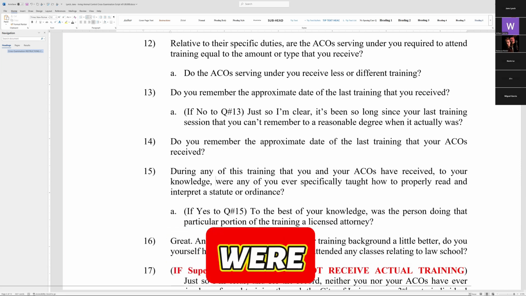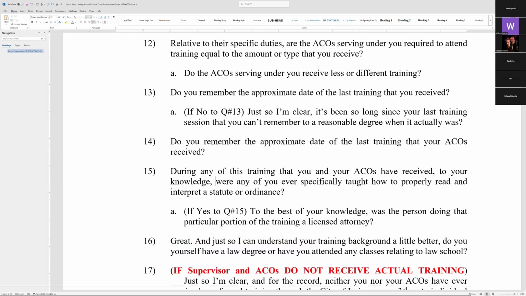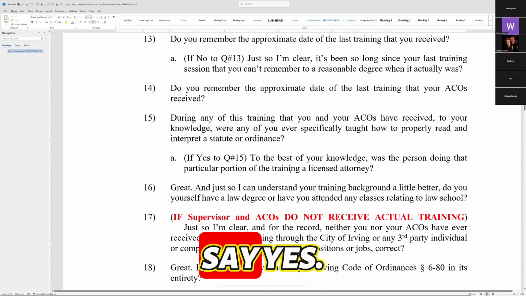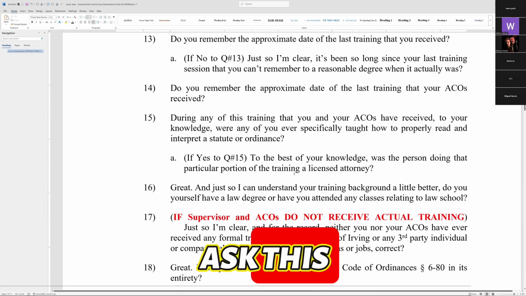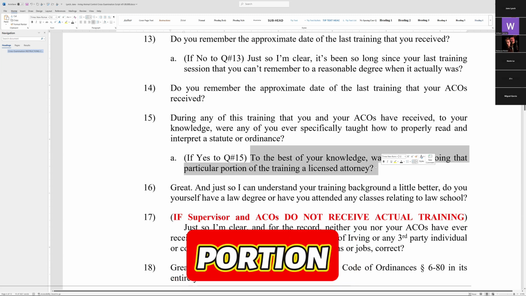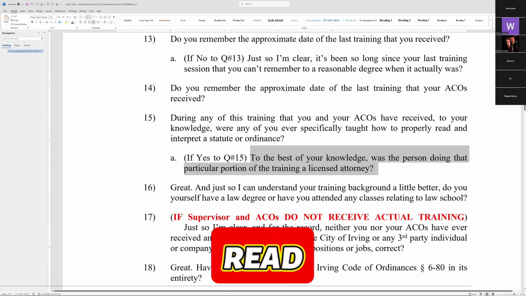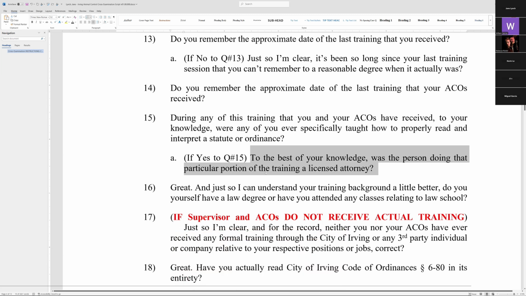Correct. Were any of you ever specifically taught how to properly read and interpret a statute or ordinance? I don't know. You don't know. Now, if they say yes, then we ask this question: to the best of your knowledge, was the person doing that particular portion of the training a licensed attorney? We want to know who told them how to read and interpret a statute if it was not an attorney.